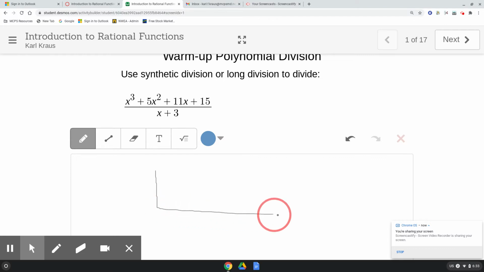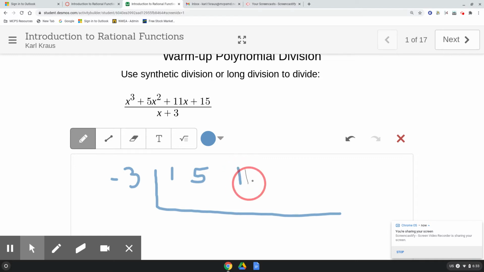So you make this bracket here. And then the opposite of positive 3 would be negative 3. And then use the coefficients here, 1, 5, 11, and the constant term is 15.